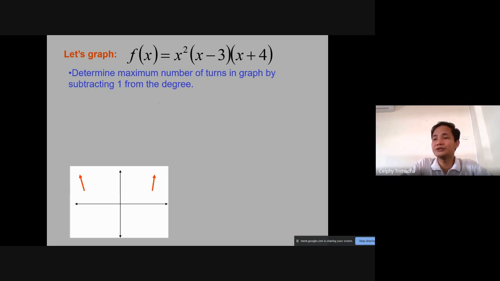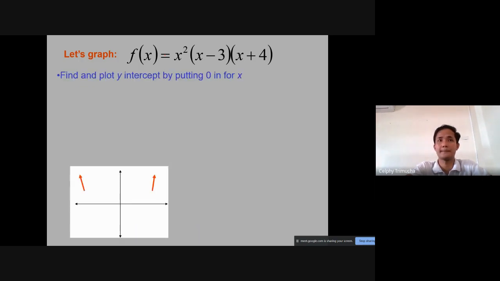So, next naton nga himuon, determine the maximum number of turns in the graph. So, ang himuon naton, subtract lang ta 1 from the highest degree. Aton degree is 4 kagina. So, ang maximum number of turns would be 3. So, maximum number of turns would be equal to 3.